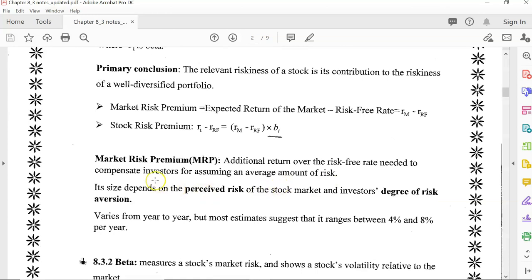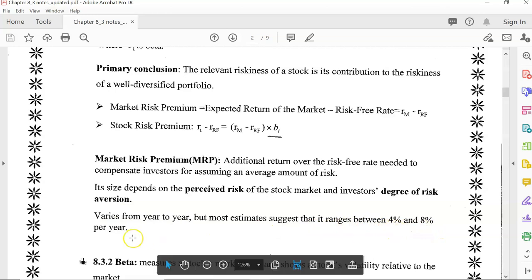More discussion on market risk premium, MRP. It is, again, the additional return over the risk-free rate needed to compensate investors for assuming an average amount of risk. Its size depends on the perceived risk of the stock market and investors' degree of risk aversion. It varies from year to year, but most estimates suggest that it ranges from 4% to 8% per year.